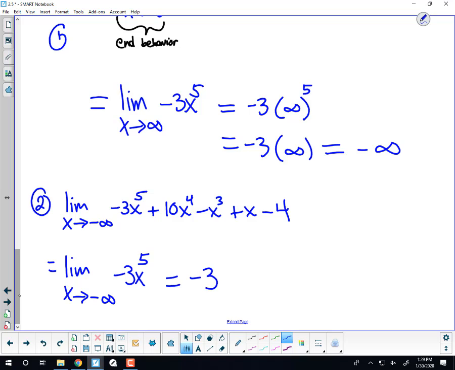Now we have x approaching negative infinity. So we've got negative 3 times an arbitrarily large negative number to the fifth power. When we raise an arbitrarily large negative number to the fifth power, what do we get? It's still negative, right? So we have the negative 3 times that negative infinity, which is positive infinity. Again, the lesser terms in degree go away because we are at infinity.